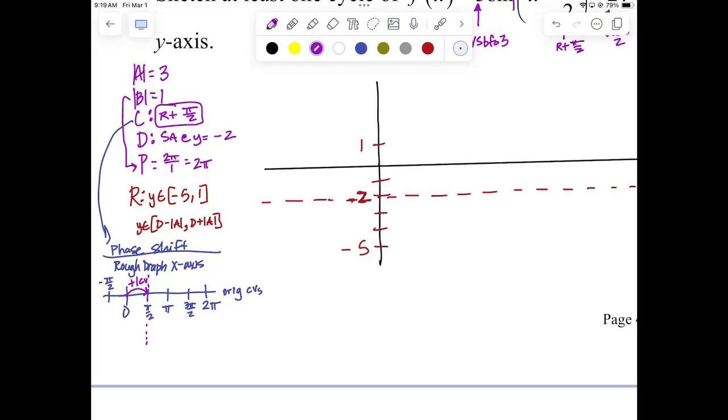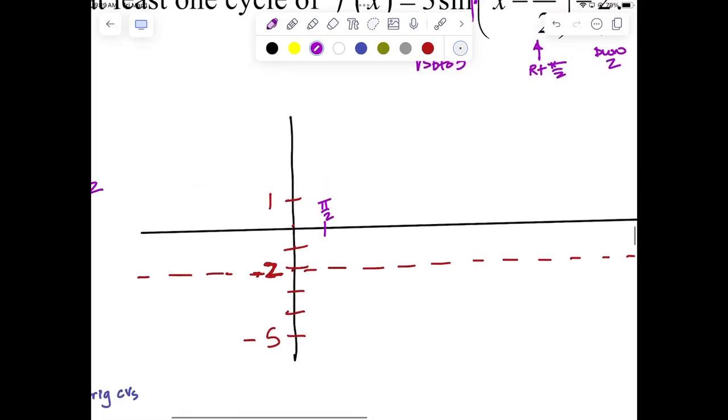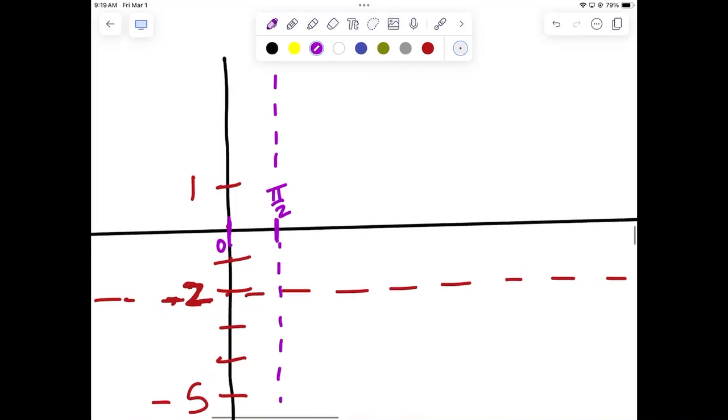So I can actually set up my axis now by just saying, okay, there's pi halves. I moved it over from 0. 0 is still going to be a critical value. Pi halves is a critical value. There is my new y-axis. So I draw my new y-axis. So I basically have my new x-axis, which is the sinusoidal axis, and I have my new y-axis, which is pi halves.